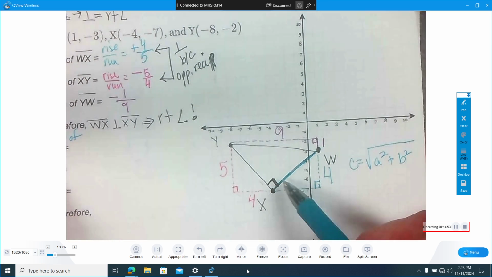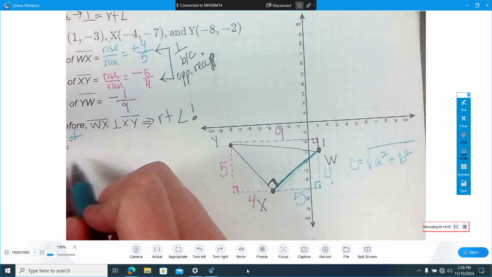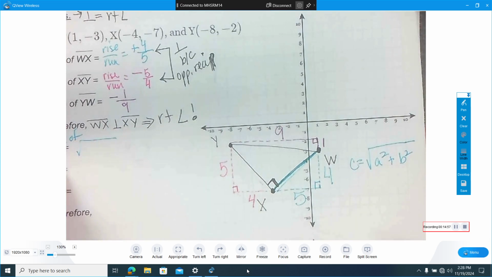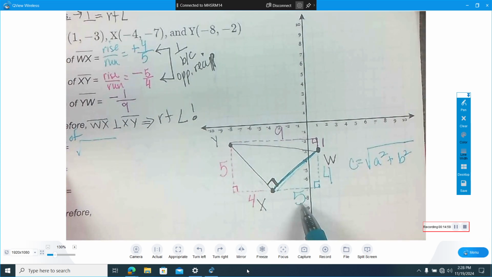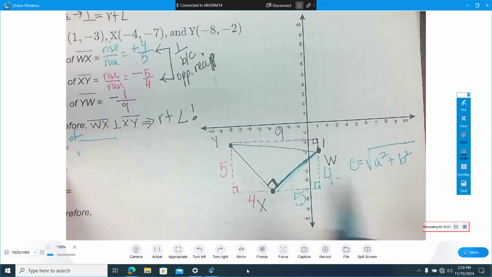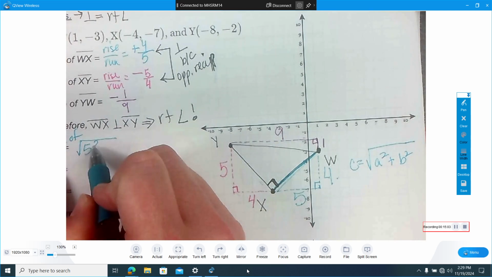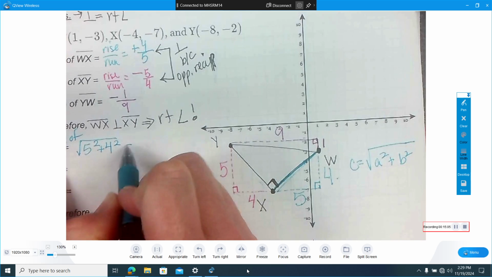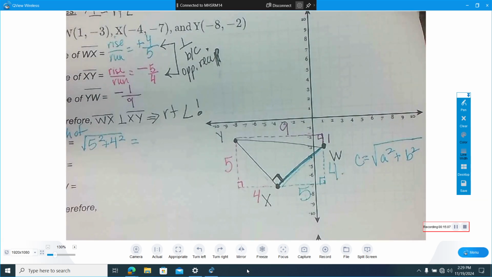So anytime we have a slanty length, we just need to take the square root of each leg squared plus leg squared. And we've already drawn in the legs, which is why we took the time to draw them. So to find this lovely slanty length, it's just going to be the square root of leg squared plus leg squared. So square root of 5 squared plus 4 squared. All right. What is 5 squared?